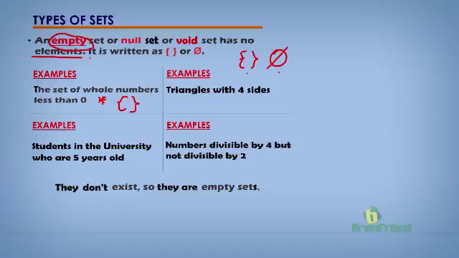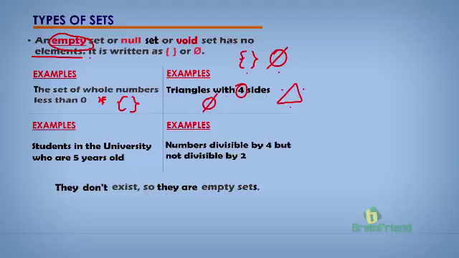Let's take another example. Triangles with 4 sides. This is a very impossible situation. Triangles, as we all know, have 3 sides. So there is no triangle in existence that has 4 sides. It therefore means again that our set here is a null set.